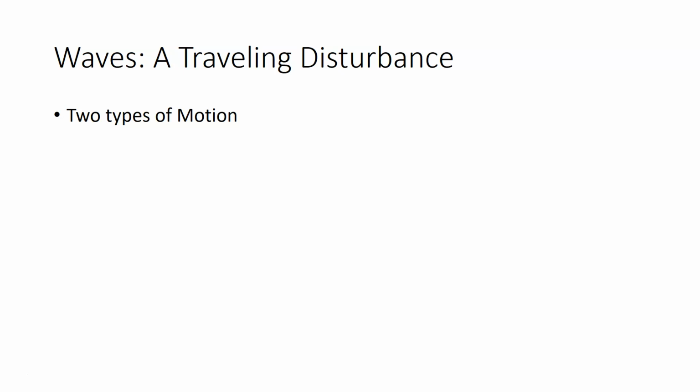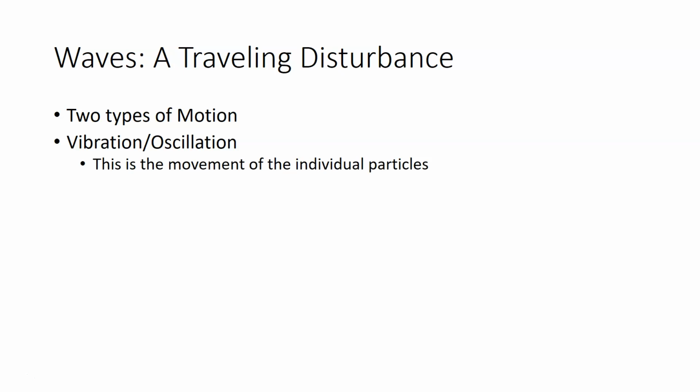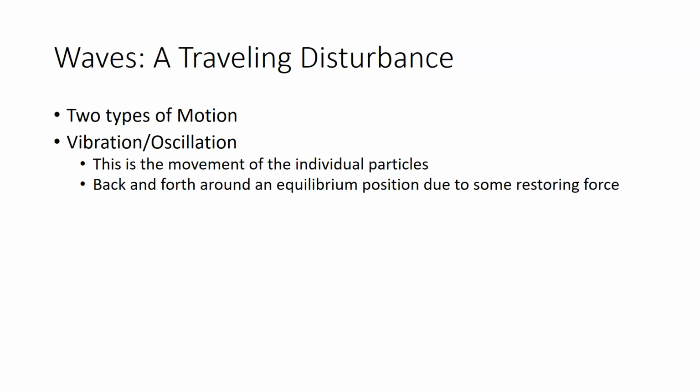A key thing to know is that in a wave there's two types of motion, and I'll show a video of this in a minute. The one type of motion would be called the vibration or the oscillation. This is the back and forth motion that we are familiar with from the unit we just finished. This would be describing the movement of individual particles in a medium, and it's generally around some equilibrium position due to some restoring force, that when it's pulled from its equilibrium position, there's some restoring force pulling it back.